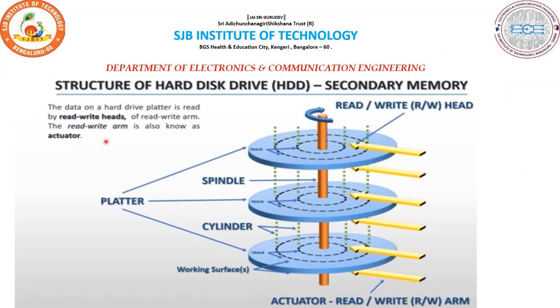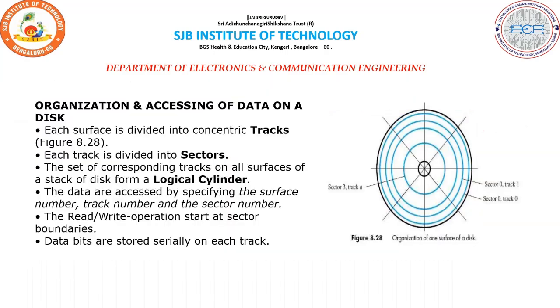The data on a hard drive platter is read by the read or write heads. The read or write arm is also known as the actuator. This is where the read or write arm is going to be placed, and the read or write head is placed in yellow color. What is it indicating? On organization and accessing of data, each surface is divided into concentric tracks. Each track is again divided into sectors, and the set of corresponding tracks on all surfaces of the stack of disks forms the logical cylinder.